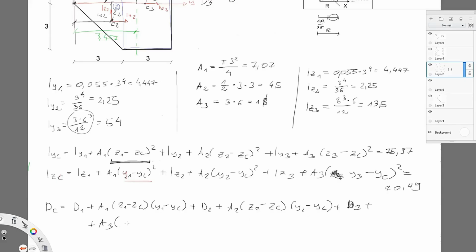And now plus a 3. z3 minus zc. y3 minus yc. It equals, we put it into the calculator. We get minus 8.8. Now we have a technical note, listen. Because moments of inertia are always positive. Even if the sky falls down, moments of inertia, both individual figures and central moments of inertia, are positive. Deviation, not necessarily. A moment of deviation can be positive or negative. Here it actually came out negative, and that's what it was supposed to be.